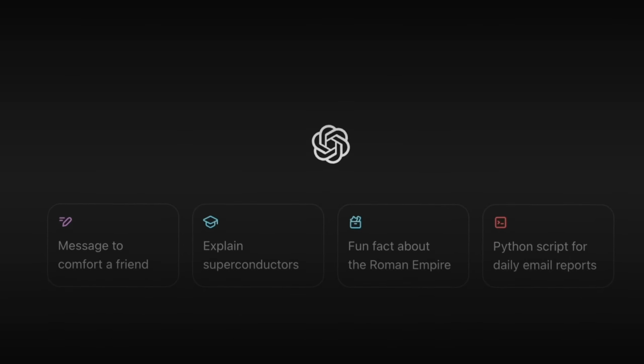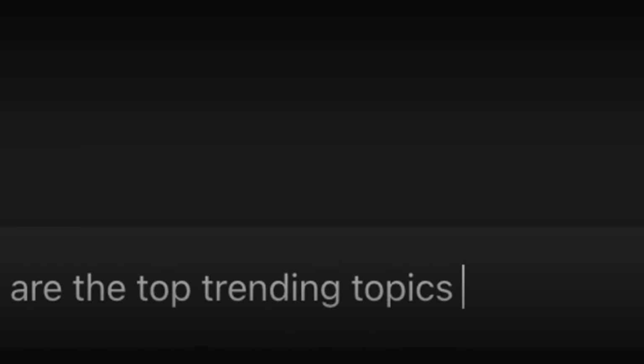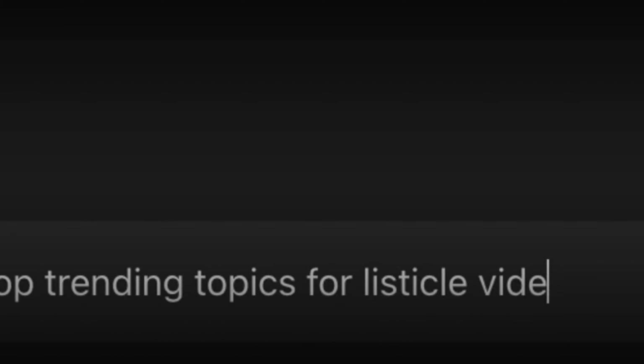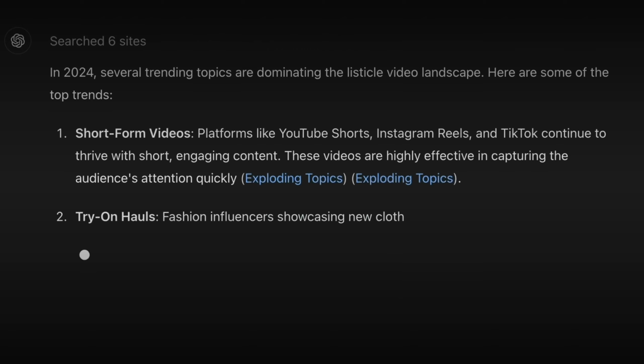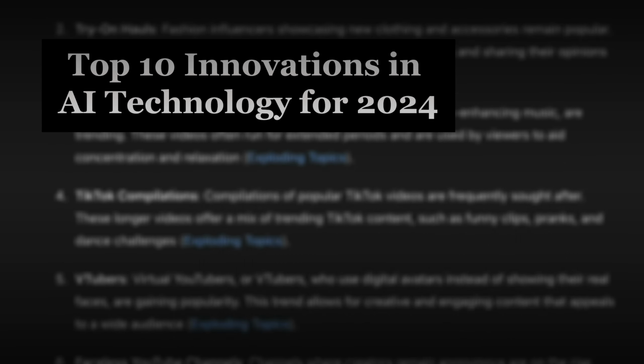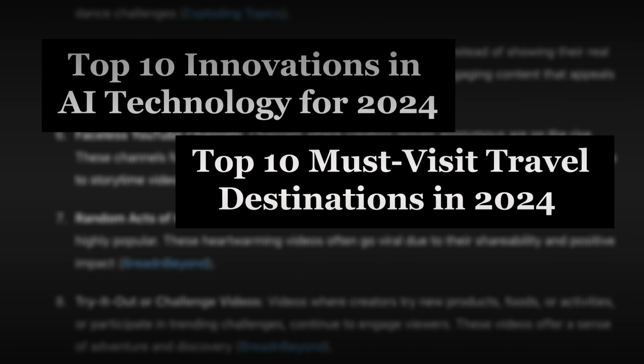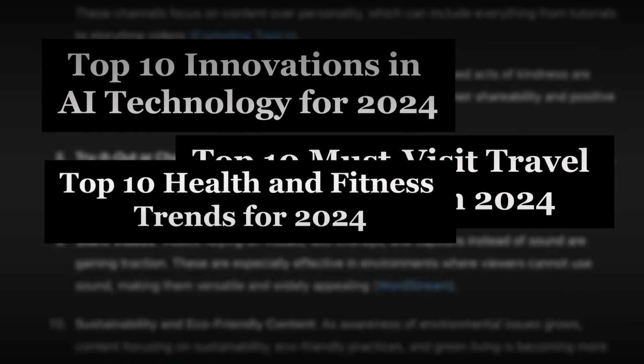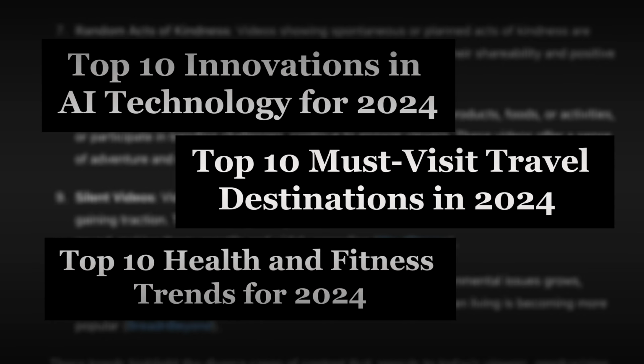First, open ChatGPT and prompt it with a query like, "What are the top trending topics for listicle videos in 2024?" Within seconds, you'll have a list of potential topics. For example, you might get responses like Top 10 Innovations in AI Technology for 2024, Top 10 Must-Visit Travel Destinations in 2024, or Top 10 Health and Fitness Trends for 2024.